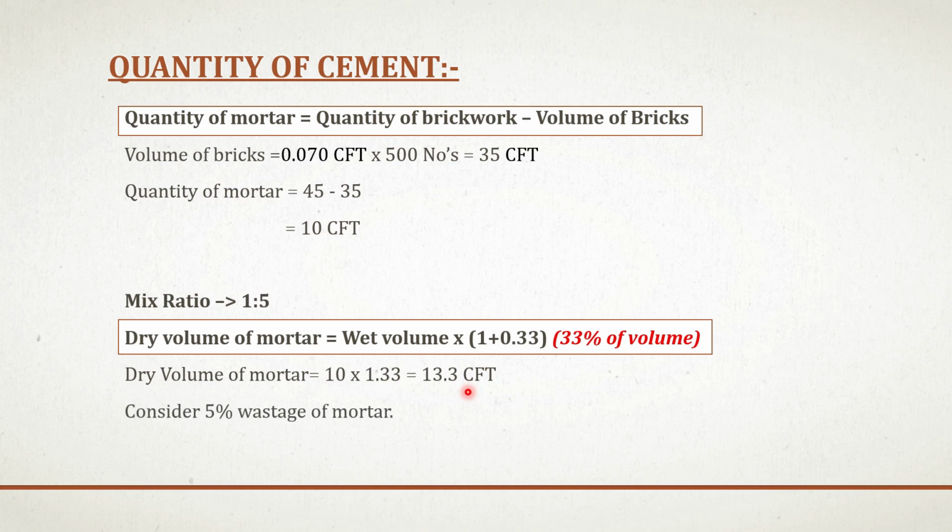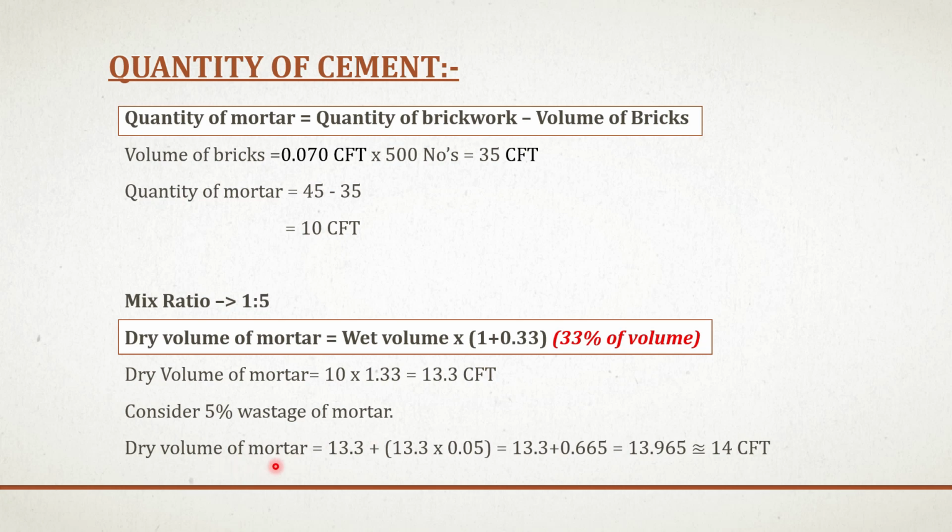Even in the mortar also some wastage will be there. So consider 5% wastage of mortar. Dry volume of the mortar equals 13.3 plus 13.3 multiplied by 0.05, which is 5% of the 13.3. So if you add these two values, then you will get 13.965 cubic foot. Let's say 14 cubic foot.